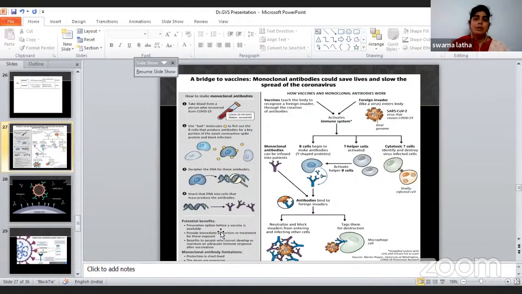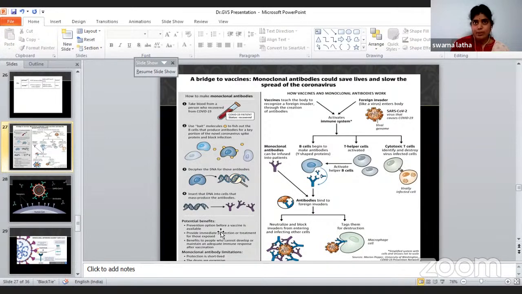So developing a vaccination is time taking, but this kind of monoclonal antibodies can give immediate action, right? Until we wait for the vaccine production, if the human system is provided with the antibodies, then the antibodies can fight the foreign substance, or we can say here the virus.